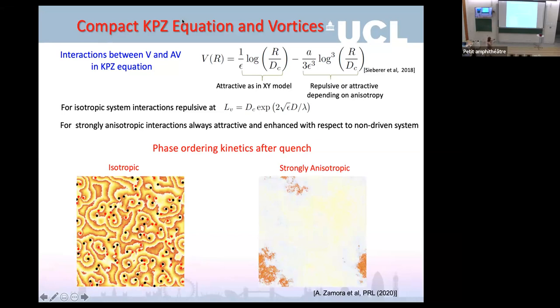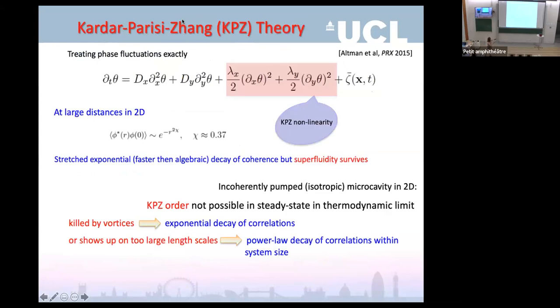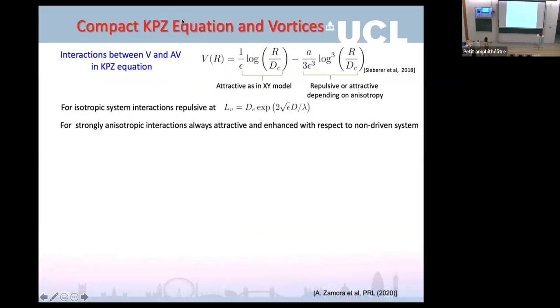So just to remind, if you don't remember what these equations were, this is the equation, and it's important, the anisotropy. So lambda x, lambda y. If lambda x is equal to minus lambda y, we have something called the strongly anisotropic case. If lambda x is equal to lambda y, we have the isotropic case. And obviously, there can be any ratio between the two. But one opposite to the other, so lambda x equals minus lambda y, is what we call strongly anisotropic, and it's quite an interesting case.